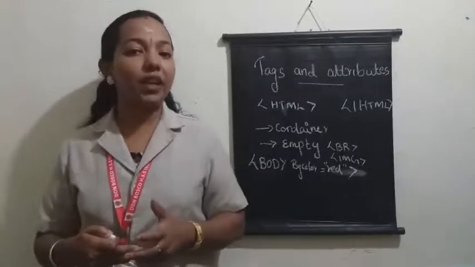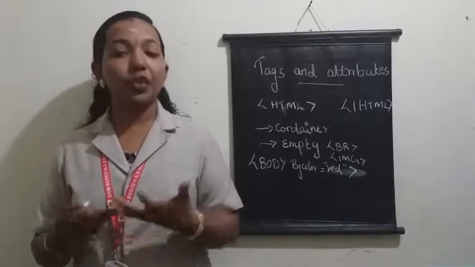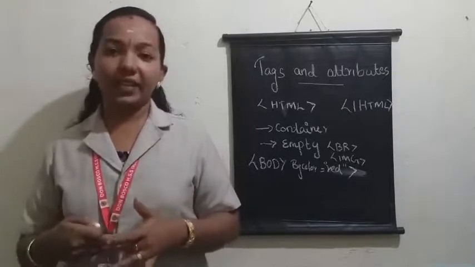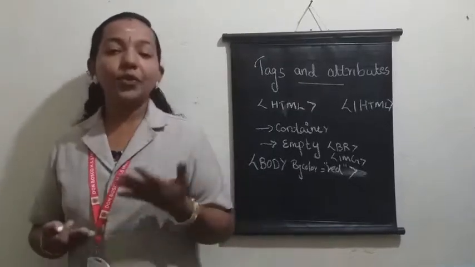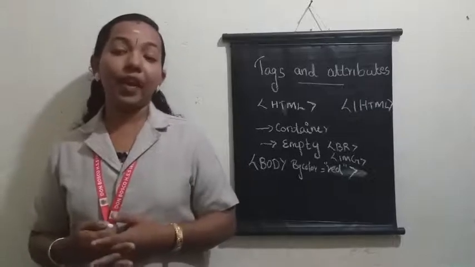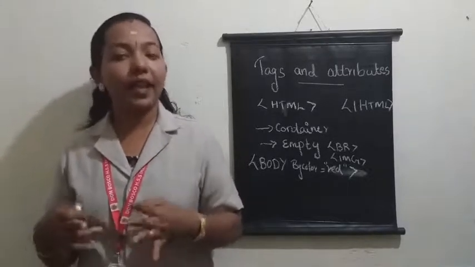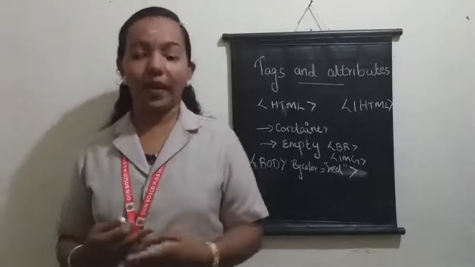After HTML, what will be the second tag? The head tag, to give a heading for your web page. After that, the title tag. Then the fourth one is the body tag, to give the body. So these are the four elements of your HTML program: HTML tag, head tag, title tag and body tag. Clear?